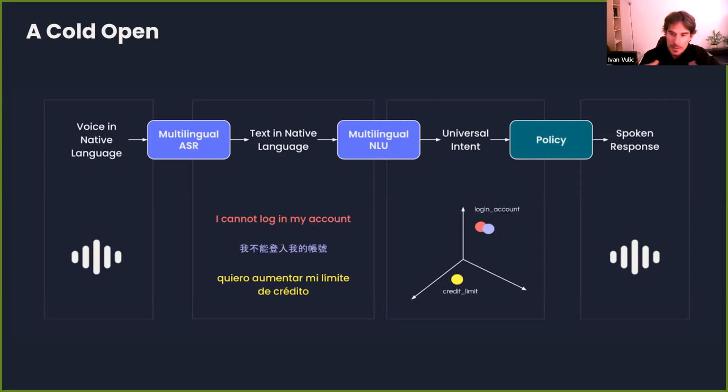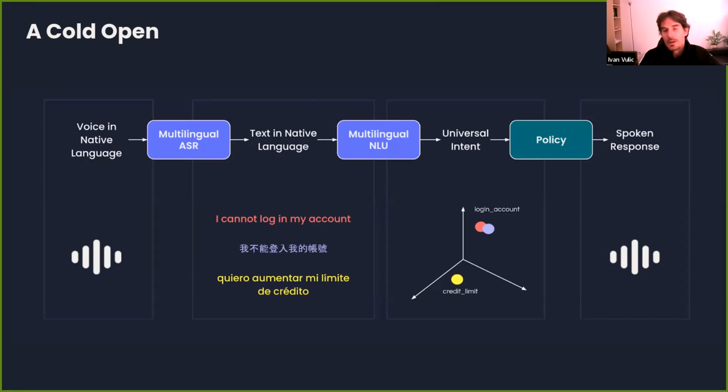And then we have these universal classes, universal intents. So we don't care in what language those classes are, and the policy is largely language independent. So we'll define our system's action irrespective of the actual input language. So if the user cannot log into their account, of course we need to figure out how to help the user. And it doesn't matter if the user speaks Spanish or English. And so that's the idea.